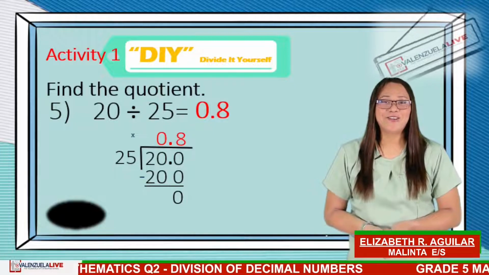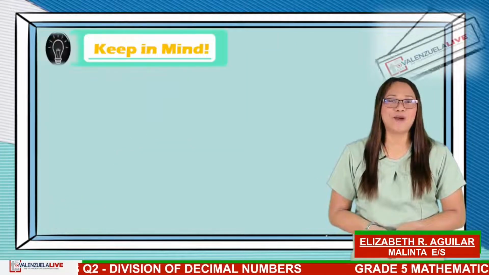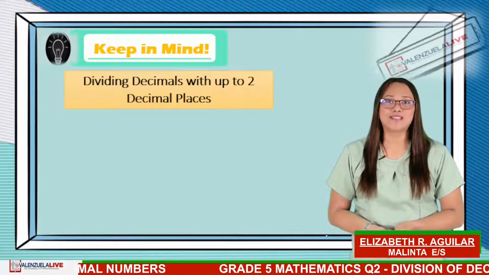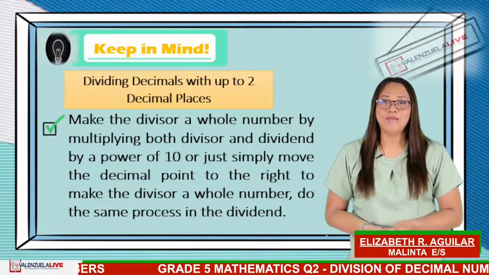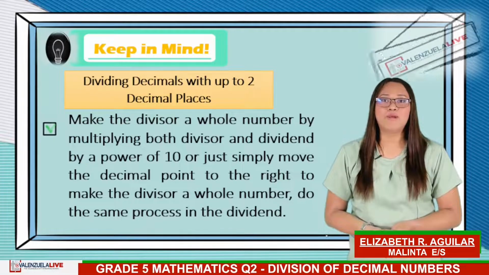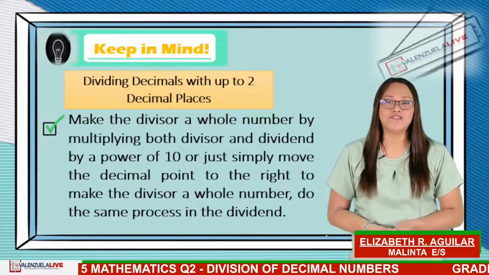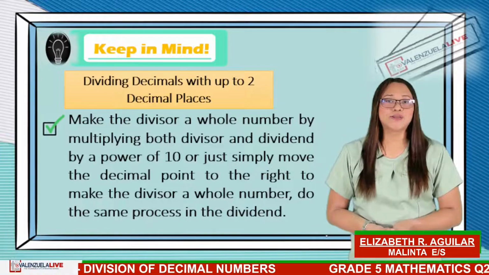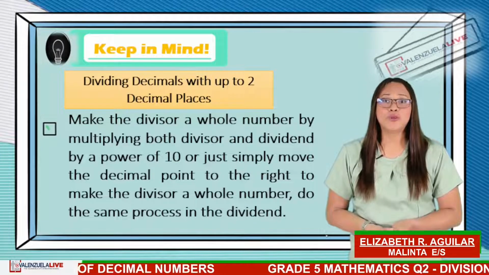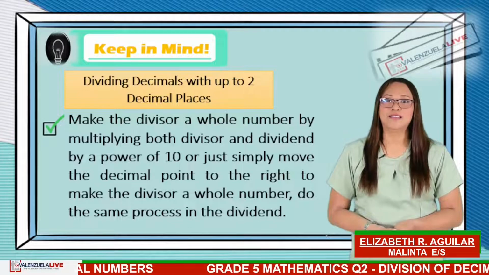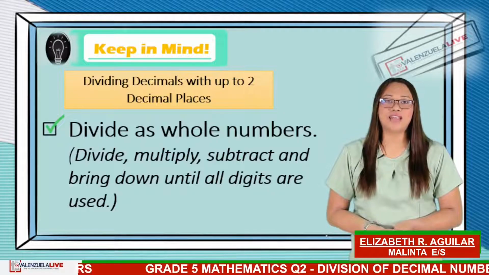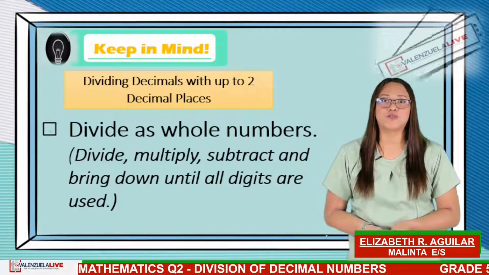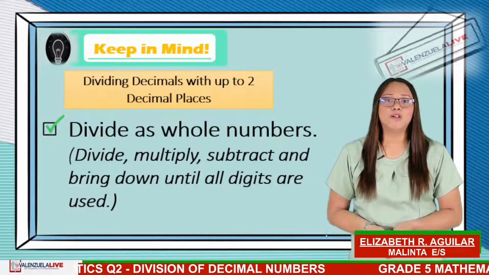Congratulations. Now, let's have a recap. I want you to remember this. Dividing decimals with up to decimal places, we need to make the divisor a whole number by multiplying both divisor and dividend by a power of 10, or just simply move the decimal point to the right to make the divisor a whole number. Do the same process in the dividend. Then next, we divide as whole numbers. You need to follow the process: divide, multiply, subtract, and bring down until all the digits are used.